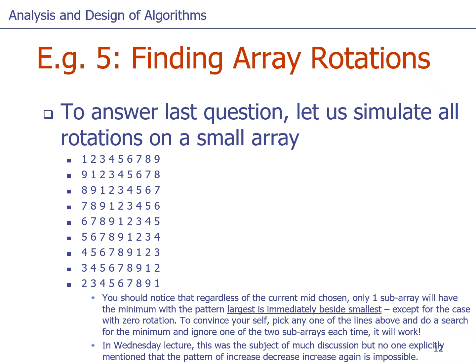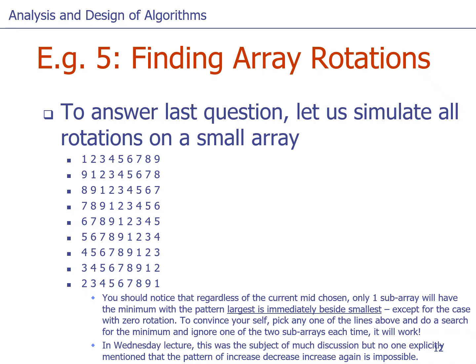Okay? Now, let me read the point at the bottom. It says, you should notice that regardless of the current mid chosen, only one subarray will have the minimum, with the pattern largest is immediately beside smallest. Okay? Except for the case with zero rotations.